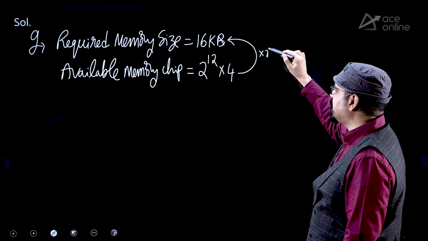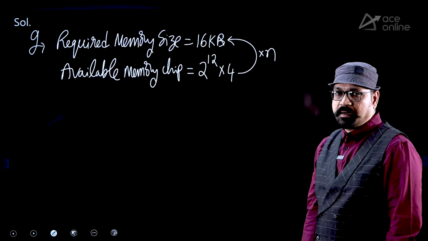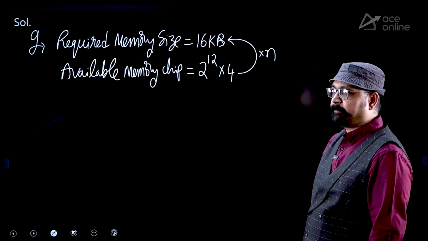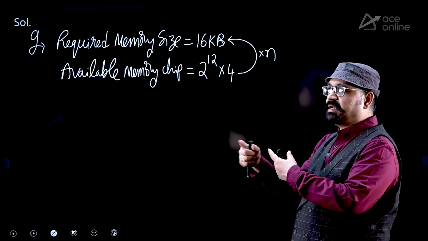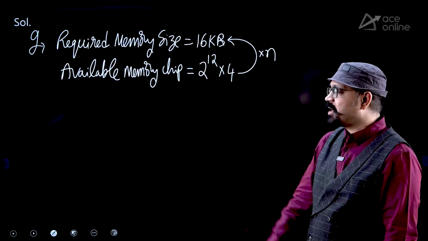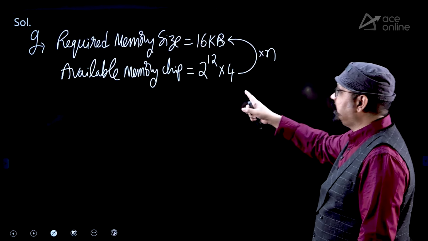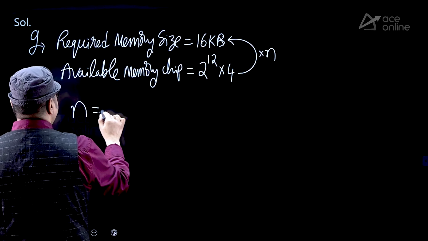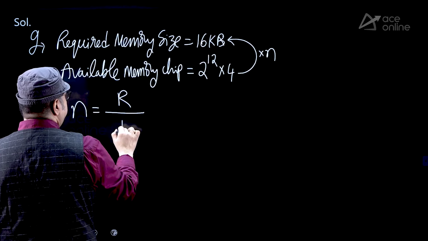Let's call that number n. 1, 2, 3, 4, like that. How many are required? Let's call that n. How they are going to be connected is a different thing. You will study that in memory organization. No one is asking you to draw the memory organization here. So how will you get n? Requirement by availability. n is equal to required size by available size.